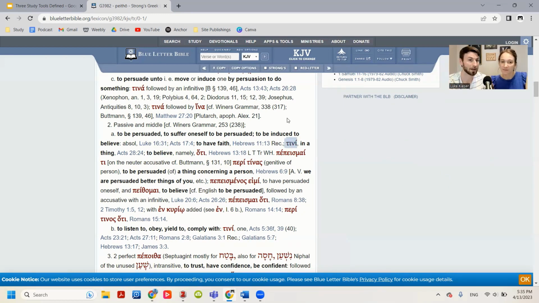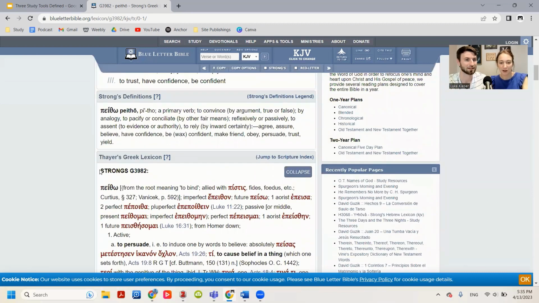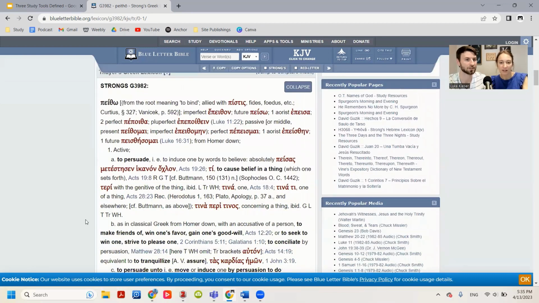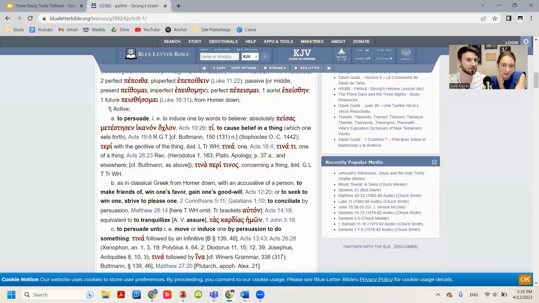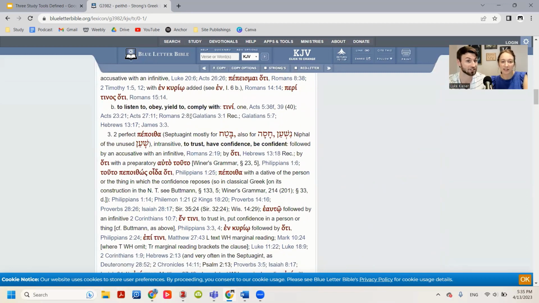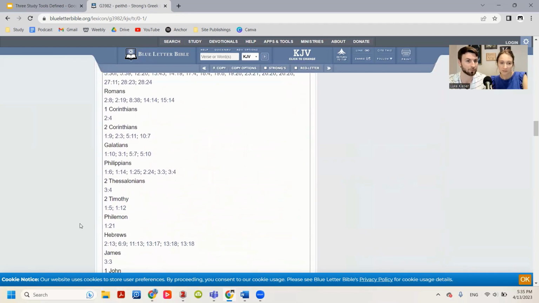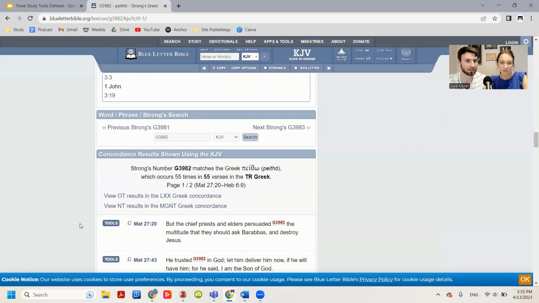But you can still get some things, like the bolded headings are helpful. These are the main definitions. So persuade, to make friends of, to win one's favor, to persuade unto, and so on. And the verses too, that show examples, that's helpful. And if you just keep scrolling down in Blue Letter Bible, the entry ends with a concordance.